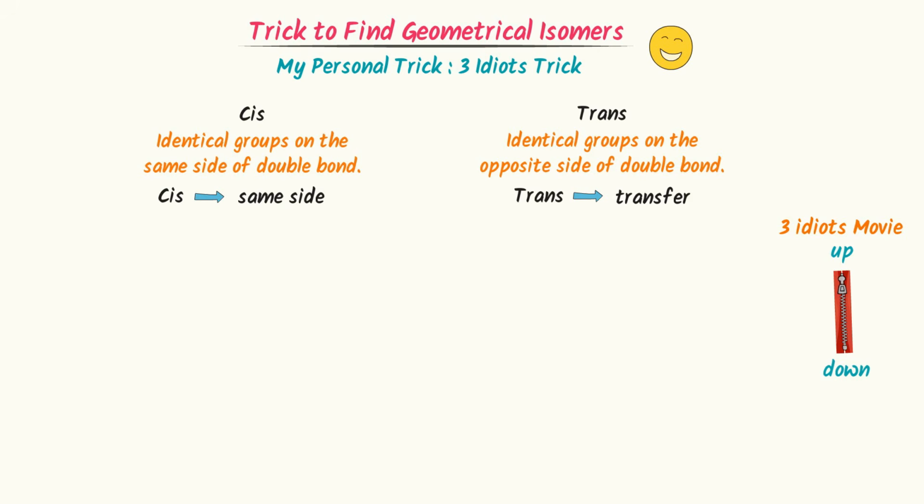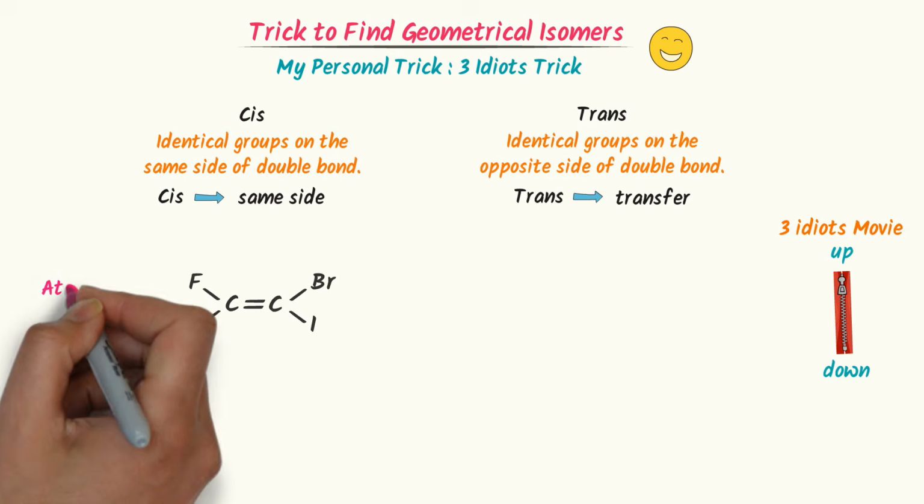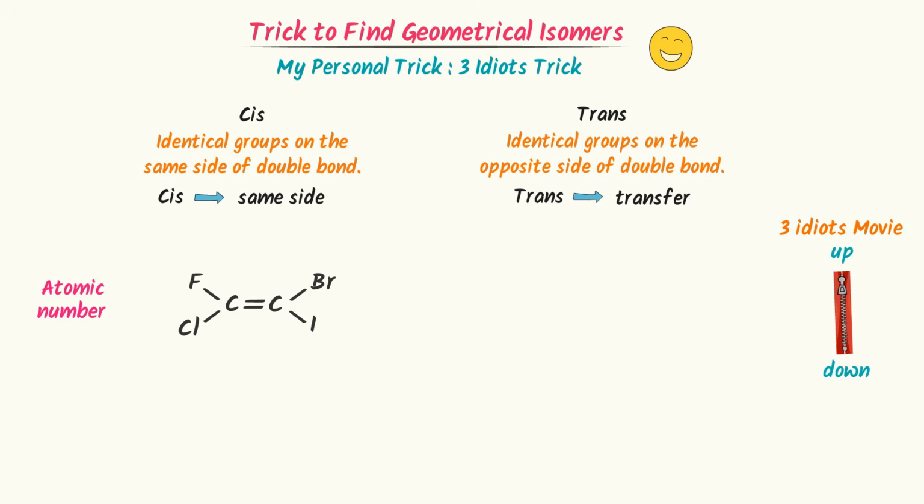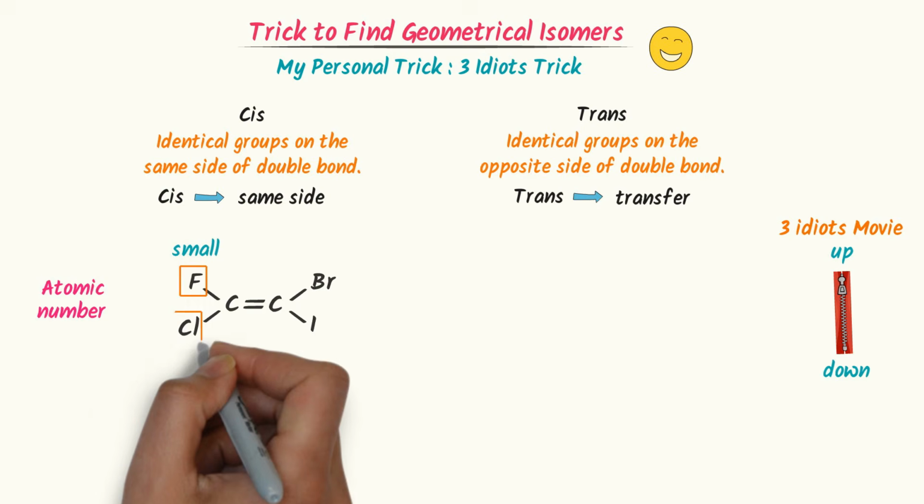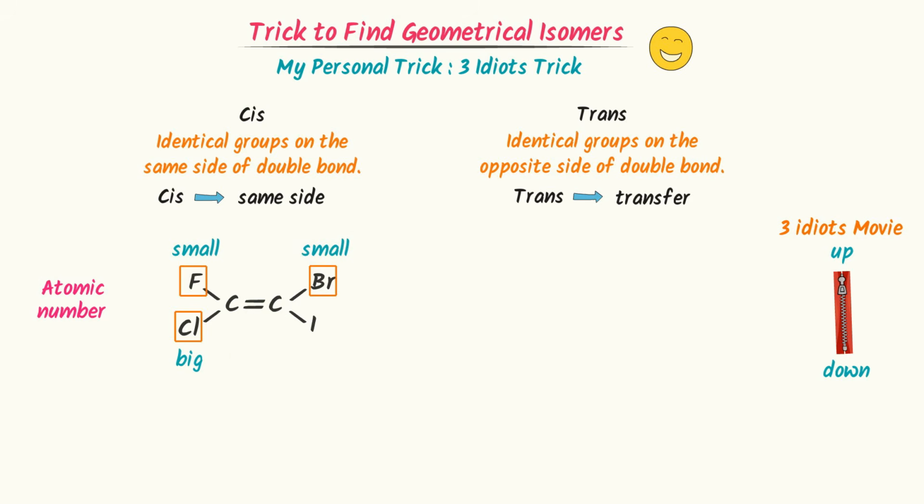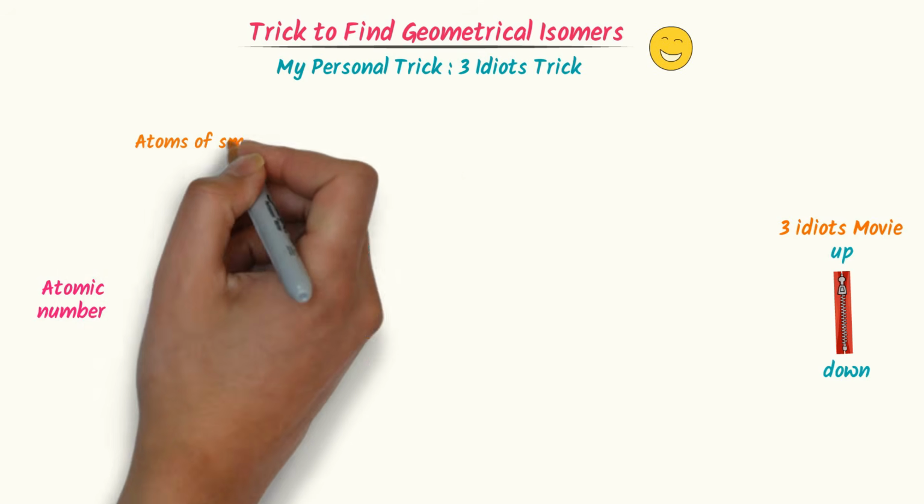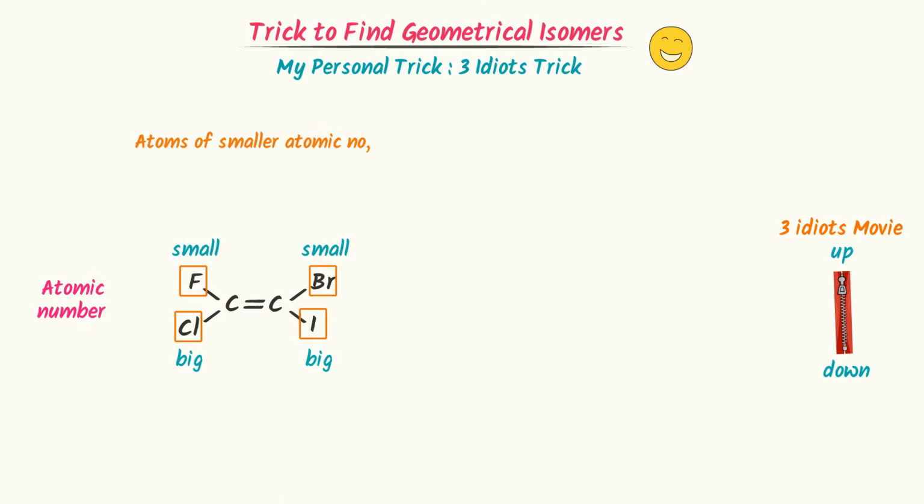For example, consider this compound. Here we can see that all four groups are different. In such cases, we decide according to the atomic number. We know that fluorine has a smaller atomic number than chlorine. Bromine has a smaller atomic number than iodine. Remember that when atoms of smaller atomic numbers are present on one side of the double bond, we call this isomer the Z form. Secondly, this is also the cis form.